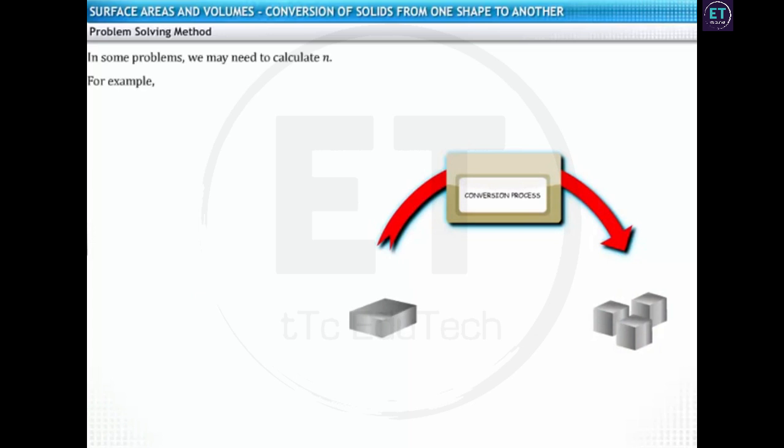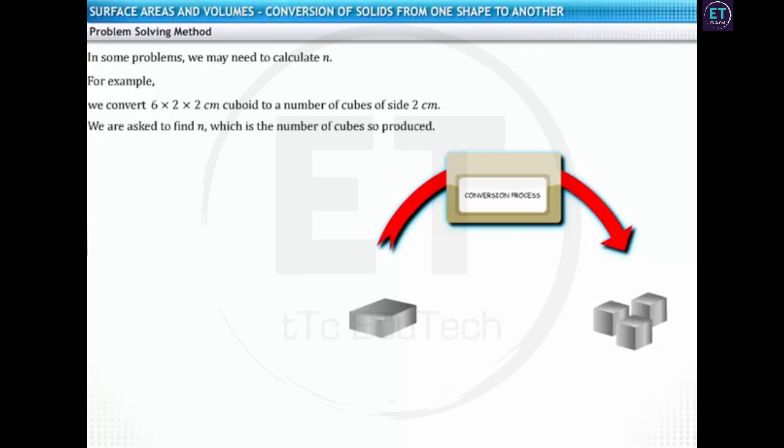For the example on the screen, we convert a cuboid of dimensions 6 into 2 into 2 centimeters to a number of cubes of side 2 centimeters. We are asked to find n, which is the number of cubes produced. We will equate the volumes to get 6 into 2 into 2 equals n into 2 cubed. We will then solve for n to get n equals 3.